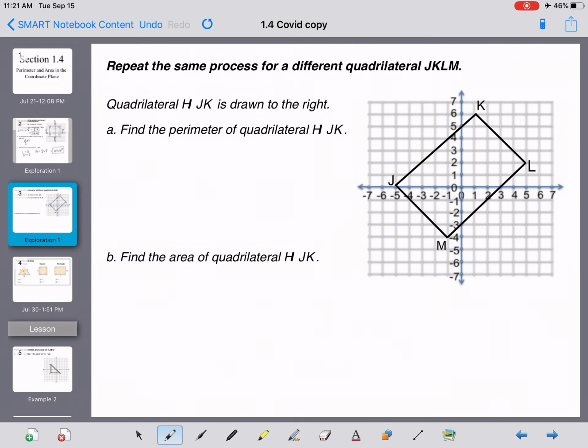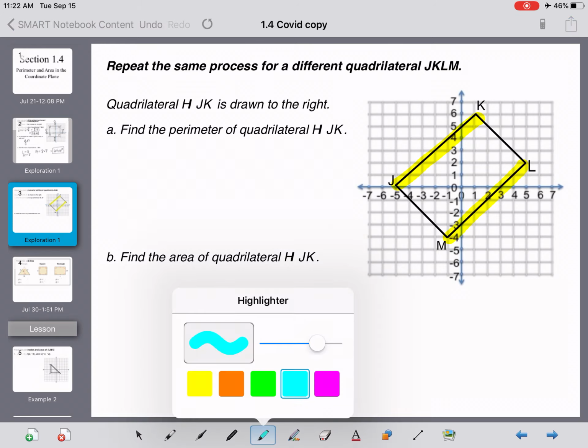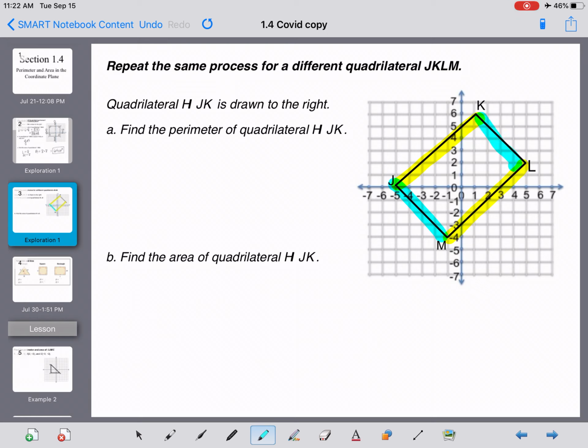So this guy is a little bit different because we've taken this rectangle and we've shifted it so it's kind of on a slant. So they're not nice horizontal and vertical sides. So what we actually have to do, so let's say I want to find the length of JH. It is congruent to ML because it is a rectangle, and I'm verifying that it's a rectangle, so opposite sides are congruent. So these lengths are congruent, and then these lengths are congruent. So let's say we want to find the length of the yellow sides. Well, we have to use the distance formula.